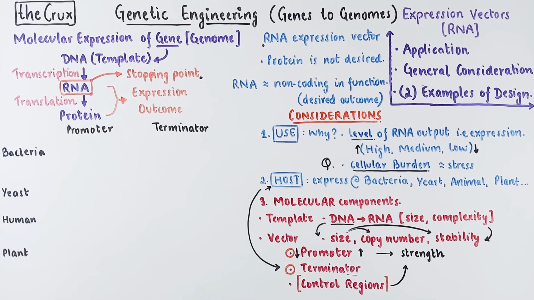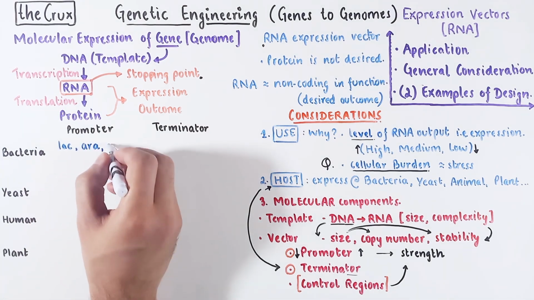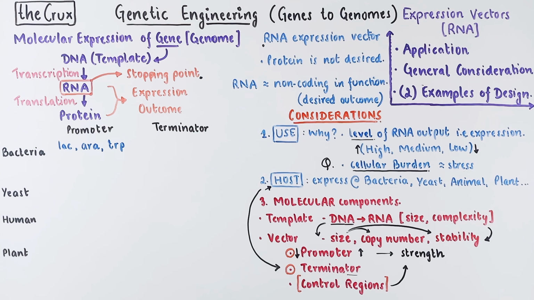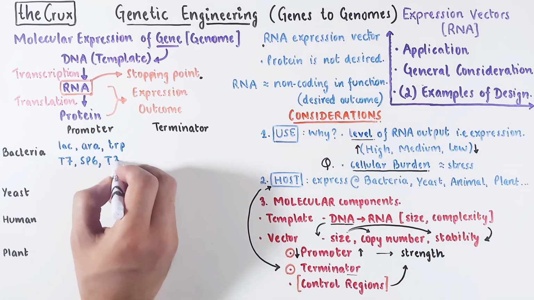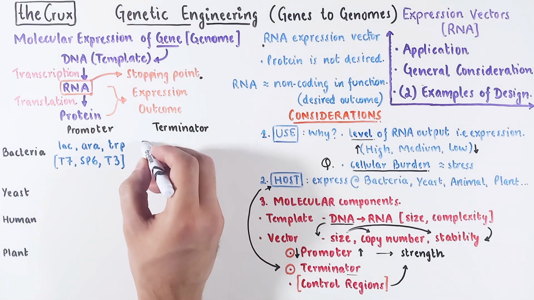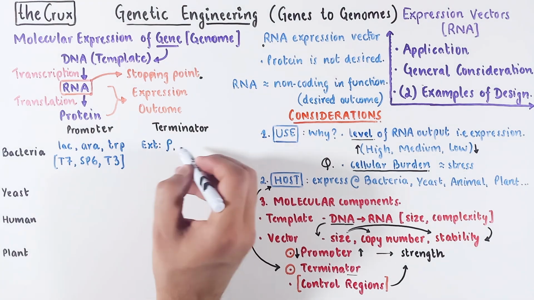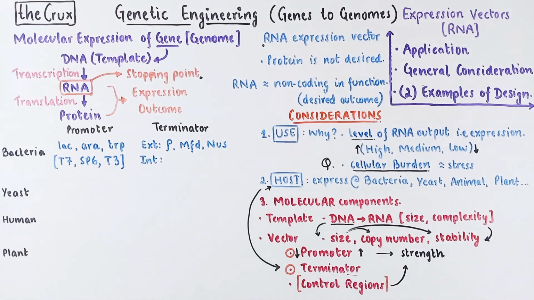If you are expressing RNA in bacteria, typically promoters from the lac operon, arabinose operon, or tryptophan operon are commonly used. You can also use viral promoters like T7, SP6, or T3 in bacteria. In bacteria, there are two ways to terminate transcription. One way is through extrinsic termination, which uses external factors like Rho, Mfd, and Nus. Second is intrinsic termination, which depends on secondary structures like hairpins, which are formed by the RNA. If you use viral promoters, then specific viral terminators will need to be used.